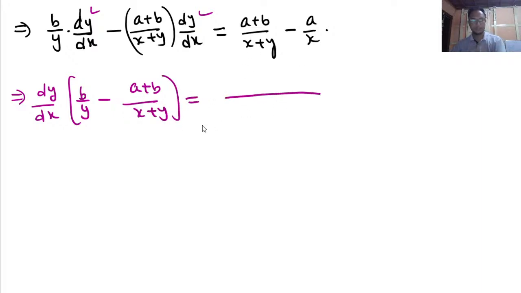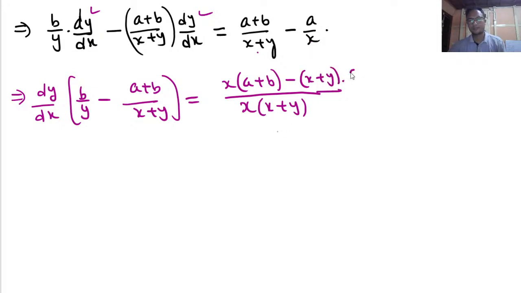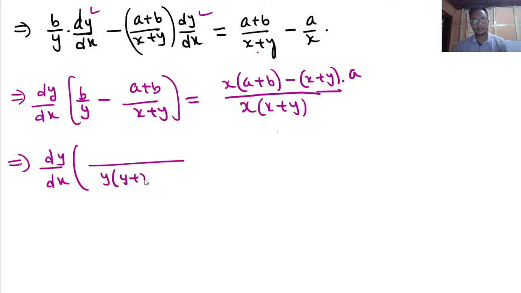Now here also you do the usual thing, take the LCM and all that. So LCM will be x into x plus y. This divided by this, we will get x, so it will be x into a plus b. X, if we divide this, we are getting x plus y, so x plus y times of a, right? Follow the same procedure here. It will be y times of y plus x. So it will be b times of x plus y minus a plus b times of y.